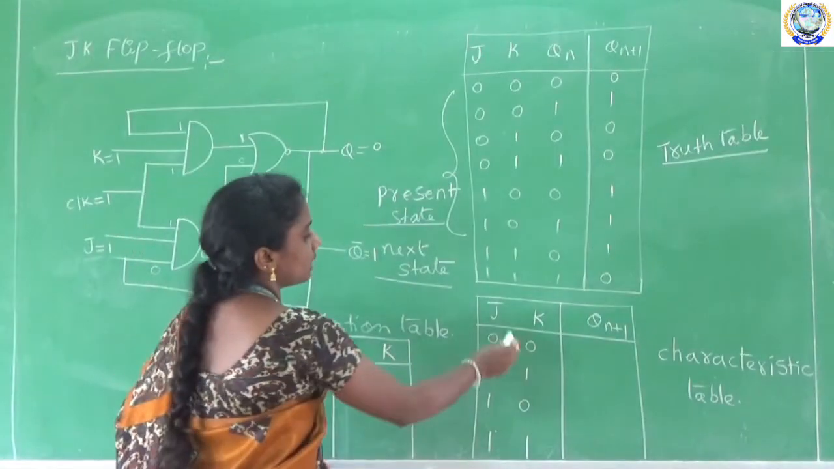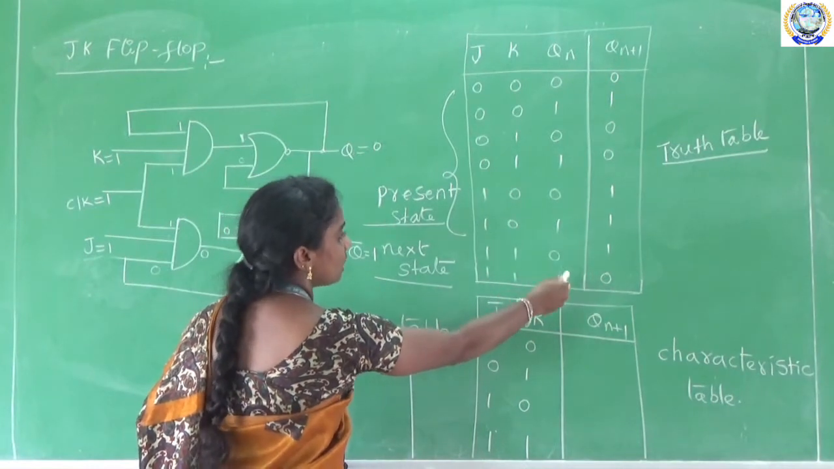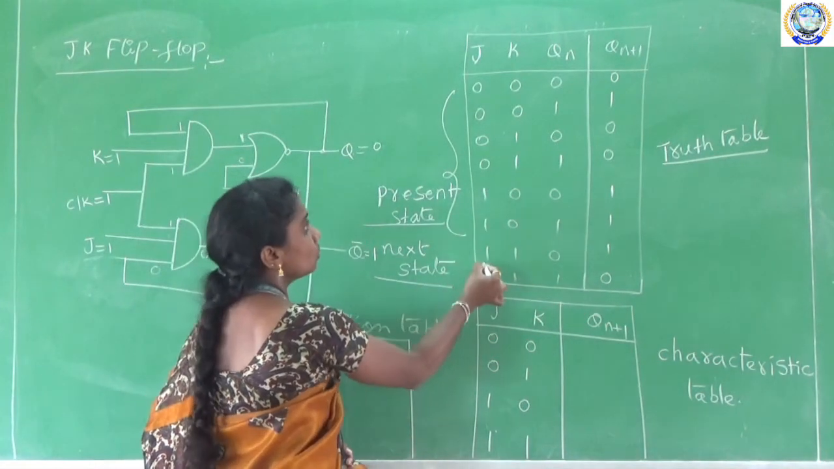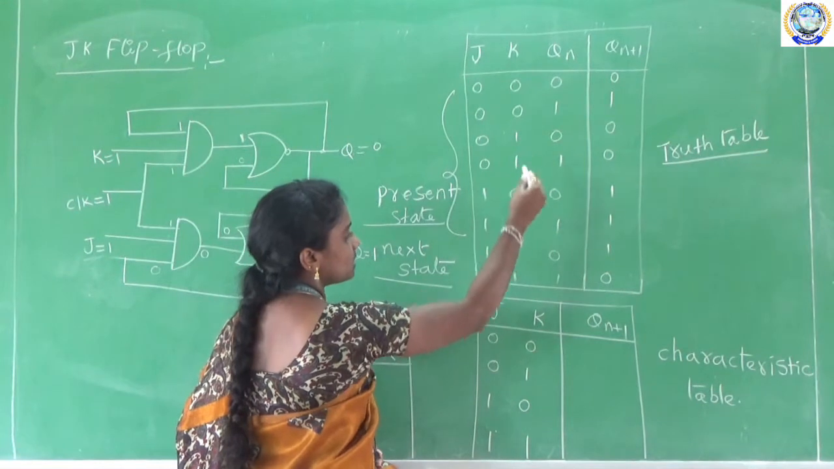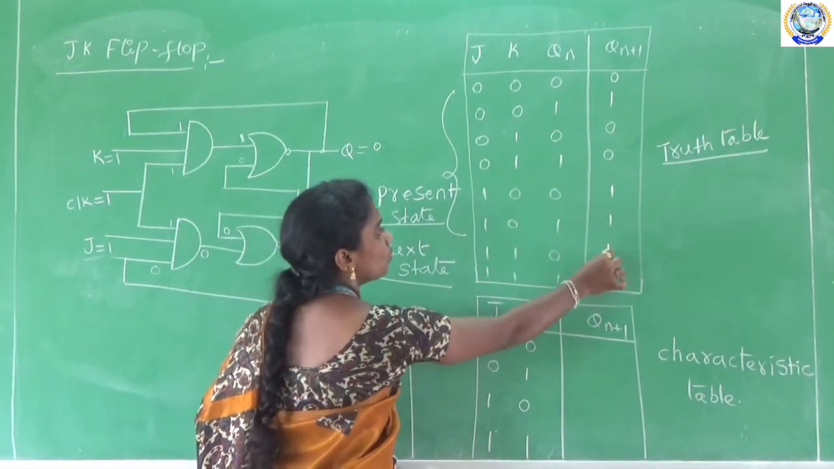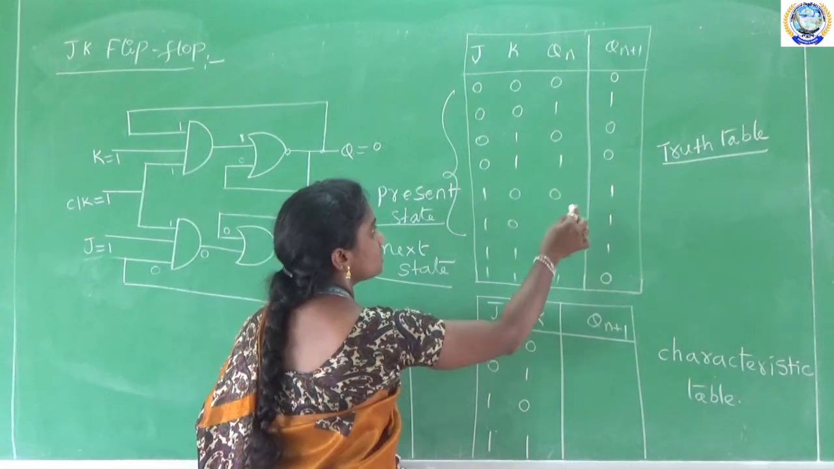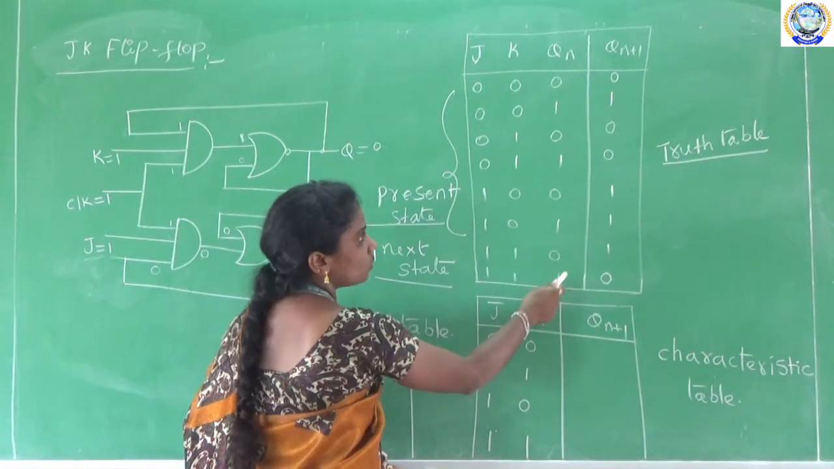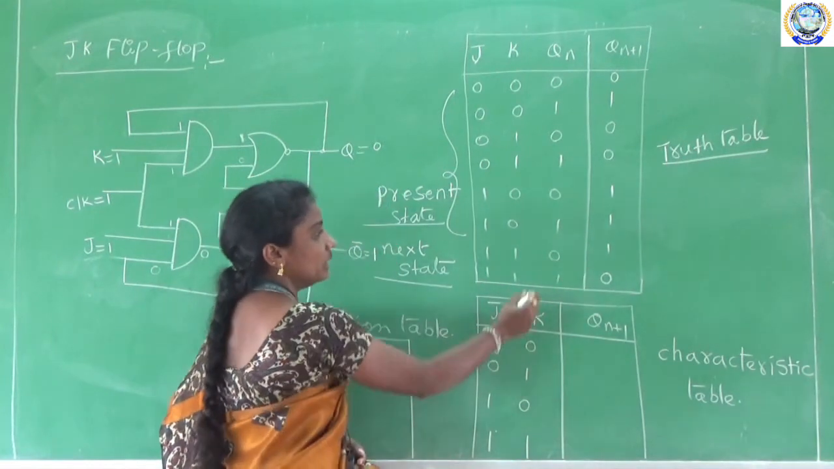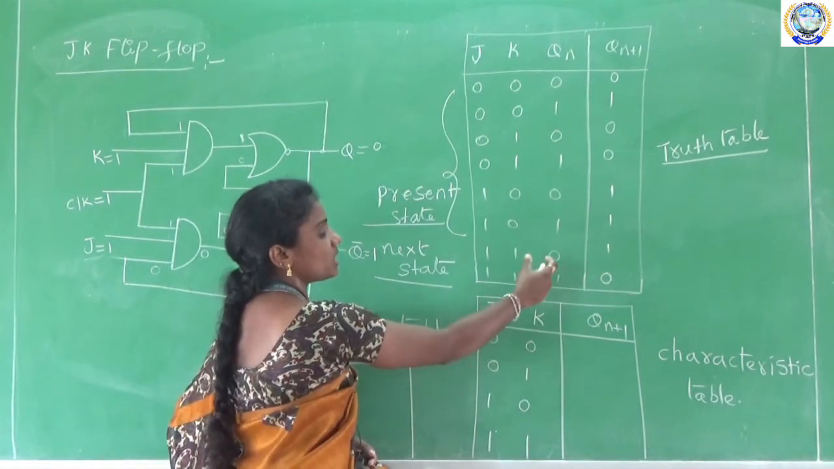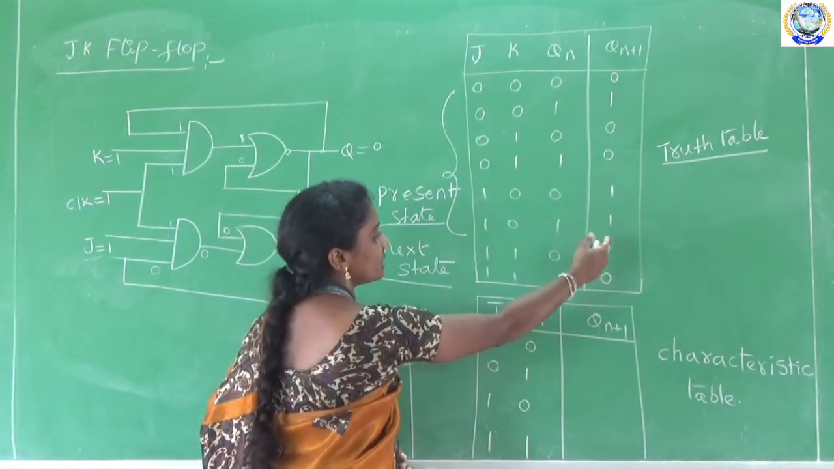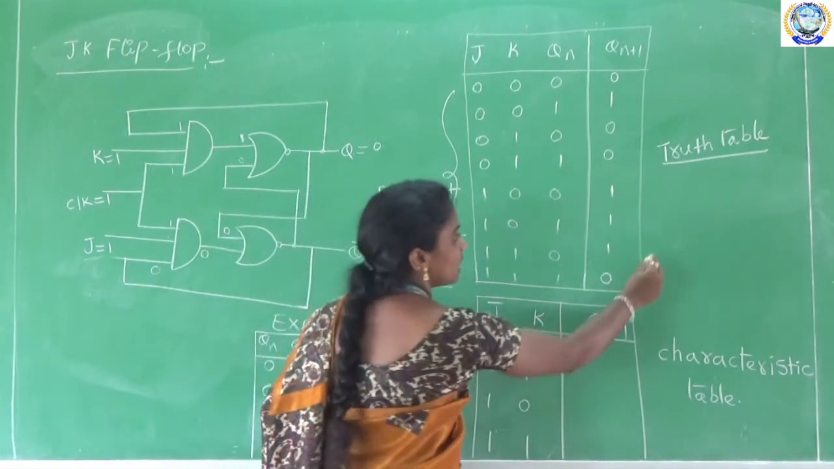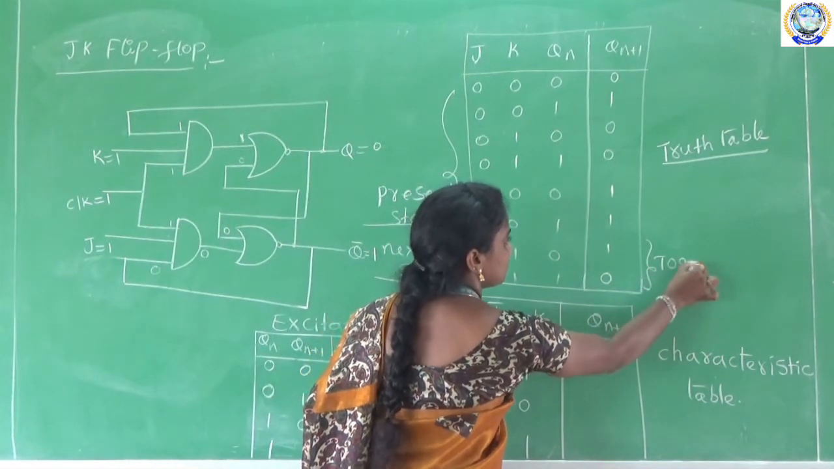So what is the condition? When Q equal to 1, after applying the clock pulse, Q equal to 0. So if we observe J equal to 1 and K equal to 1 and the present state is 0 or 1, then what is the condition of the next state? If Qn equal to 0, Qn plus 1 is 1, and Qn equal to 1, Qn plus 1 is 0. That means it is in the toggle condition. If the present state is 0, then the next state is 1. If the present state is 1, then the next state is 0. So this condition is known as toggle condition.